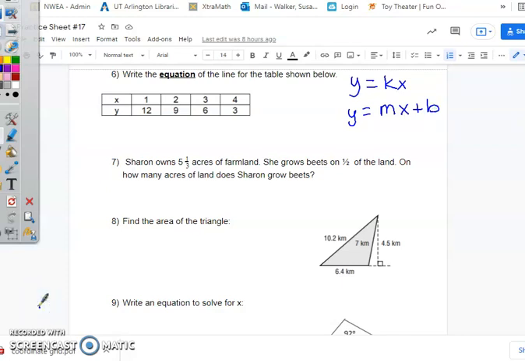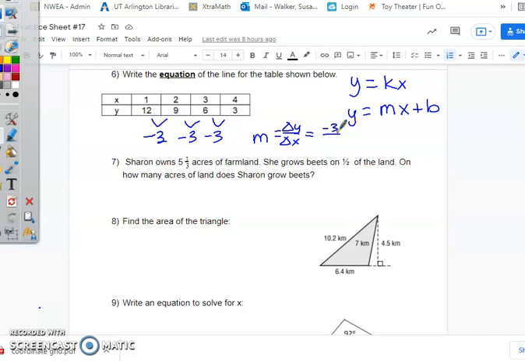So remember, we always start with the constant rate of change, okay? The constant rate of change. So delta y over delta x, okay? So change in y is down. I'm going to put it up. So how are these changing? From 12 to 9, from 9 to 6, from 6 to 3. Hopefully you can tell it's going down, correct? Each time it's going down by 3. So it's negative 3, okay?